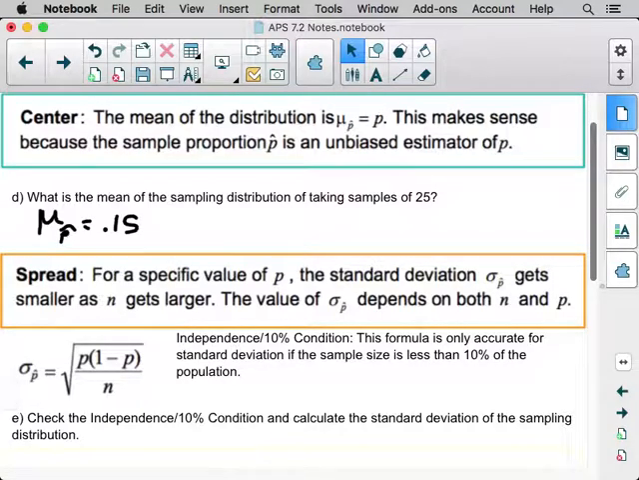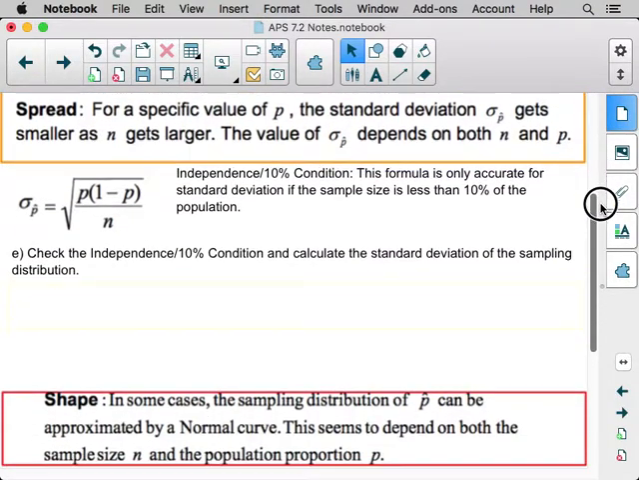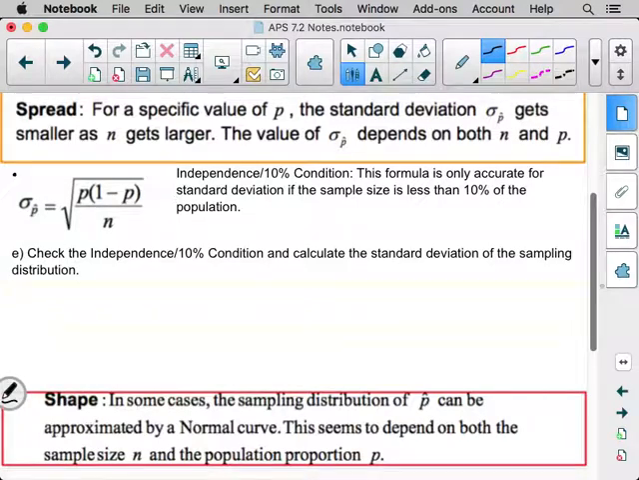Now for spread. Spread is going to be a formula that you need to know, okay? So to calculate the standard deviation, this is the formula. Now, on the bright side, that is actually in that formula packet for you, okay? You don't have to have that memorized. You just have to know when you're supposed to be using it, okay? So if we're looking at a sampling distribution of a proportion, this is how we can calculate that standard deviation.